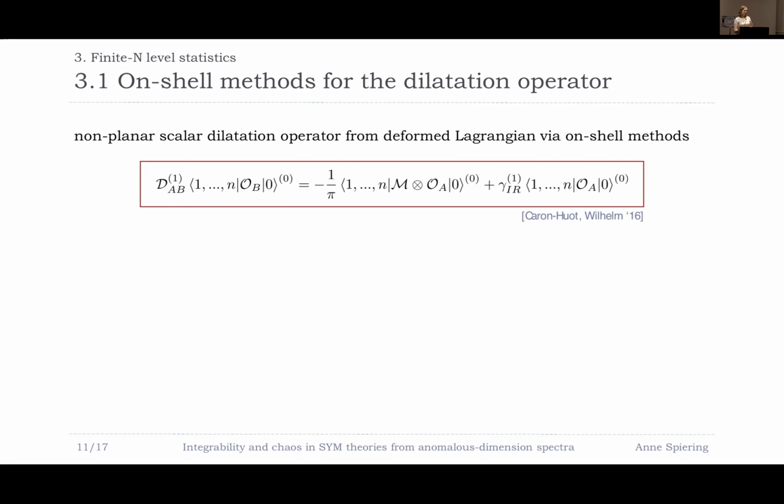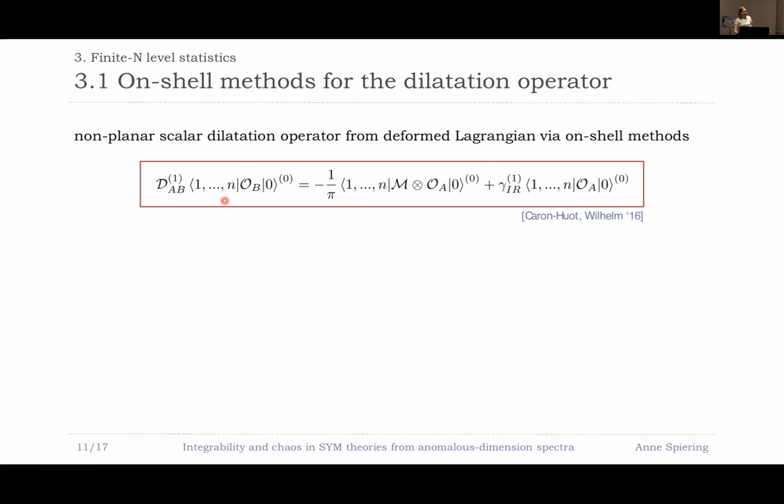And so for this, we extracted the dilatation operator in the beta-deformed theory at one loop order in the scalar sector from this on-shell method that is based on this curious relationship between the dilatation operator and the scattering matrix. And at one loop order, it's given by this expression derived in this paper here. Here on the left-hand side, I have the one loop dilatation operator, and in particular, the component that maps an operator O_A to another operator O_B.